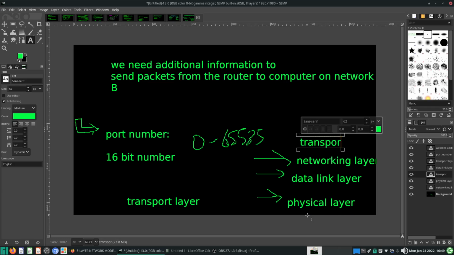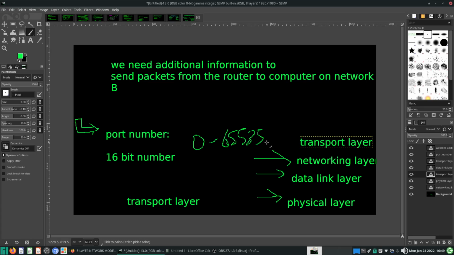This next layer is called the transport layer, and the address associated with it is the port number. So whenever you see a port number, don't get too put off by it. It's just another address besides your MAC address. Your MAC address will be in your data link layer, which is concerned with MAC addresses. IP address is for networking. The port number is for the transport layer.